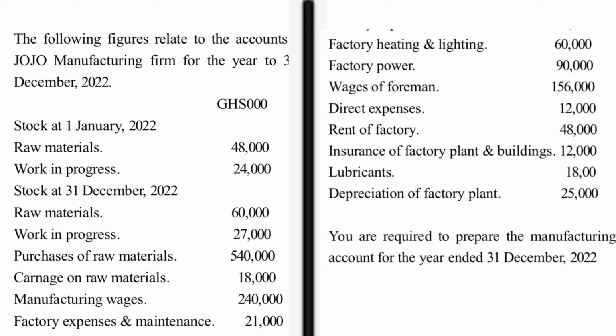Wages of foreman 156,000. Direct expenses 12,000. Rent of factory 48,000. Insurance of factory plant and building 12,000. Lubricants 18,000. Depreciation of factory plants 25,000. You are required to prepare the manufacturing account for the year ended 31st December 2022.